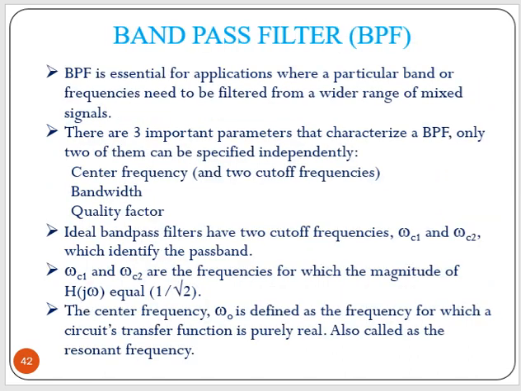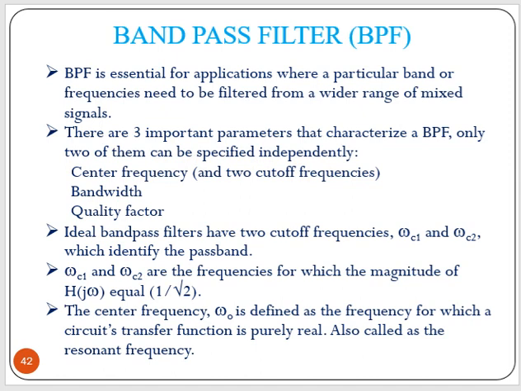Now say bandpass filter. The bandpass filter is essential for applications where a particular band of frequencies needs to be filtered out from a wide range of mixed signals. There are three important parameters in a bandpass filter: the center frequency along with two cutoff frequencies, bandwidth, and quality factor. These we have already seen in the case of resonance circuits. A resonance circuit also acts as a bandpass filter or bandstop filter.